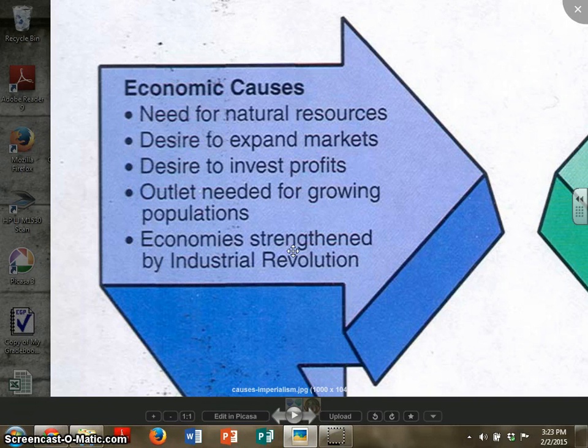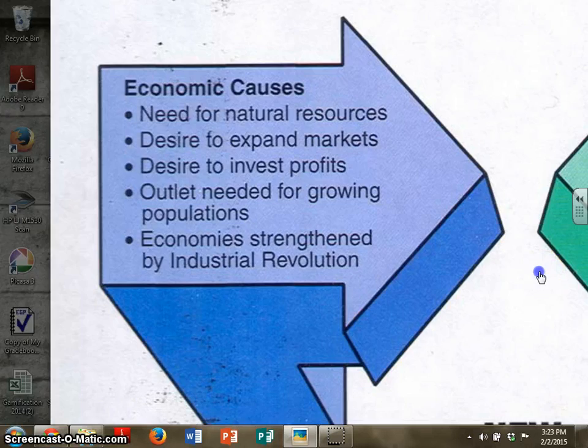They also have a growing population in all these European countries, so they need places to send them. People are willing to leave their countries and settle in other places. The English are willing to settle in India or Australia or South Africa, as an example. And then finally, you have economies strengthened by industrial revolution. Overall, these countries feel that they are better, more powerful economically than the rest of the world, and of course, they're going to use that leverage to expand. So that's cause number one.